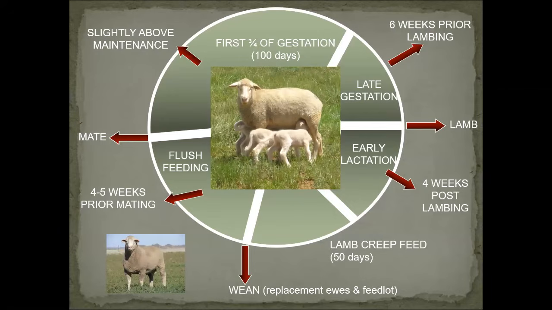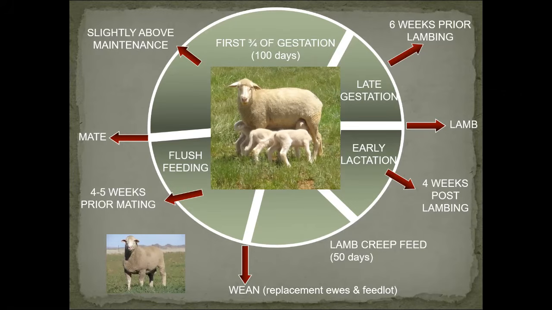All right, moving on. This is the production cycle of a ewe. Let's start at the bottom left-hand side, flush feeding. That's usually about 4 weeks prior to mating. We're getting our ewes ready for the mating period, right? So that's usually about 30 days before mating. Right, let's say our ewes conceived, we're moving into the gestation period.